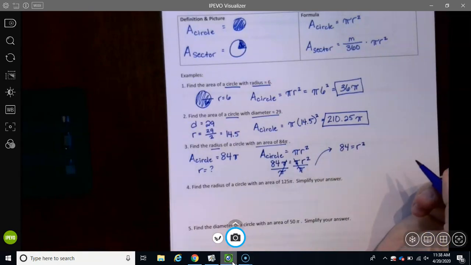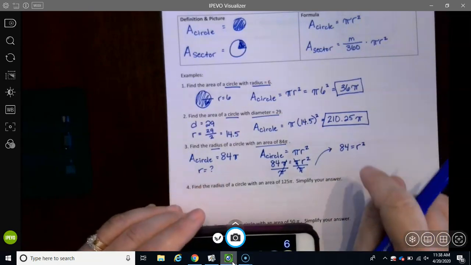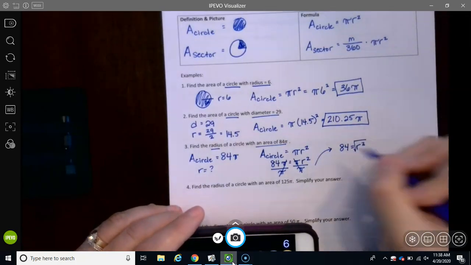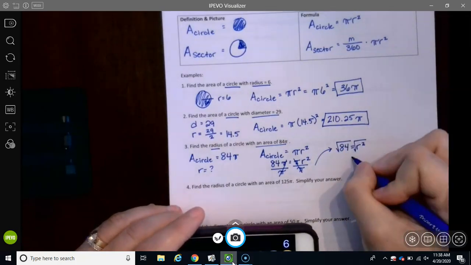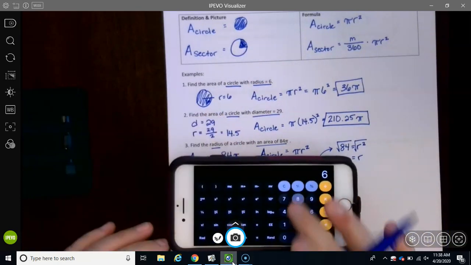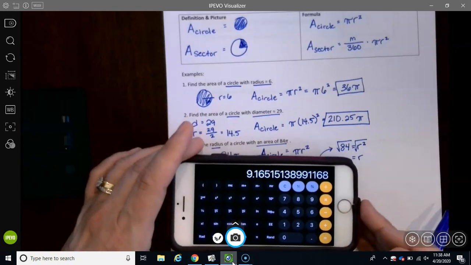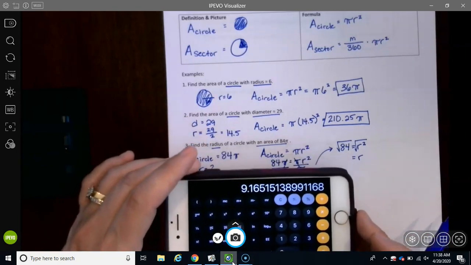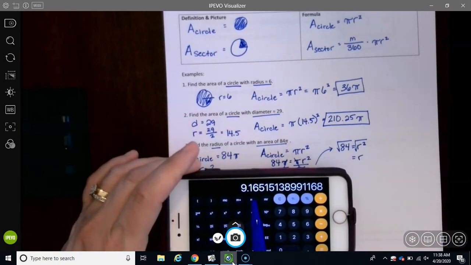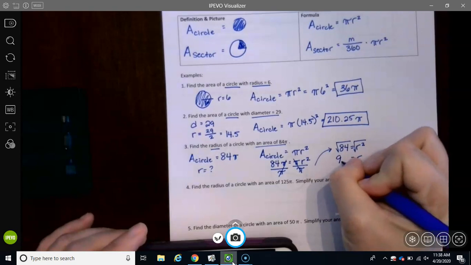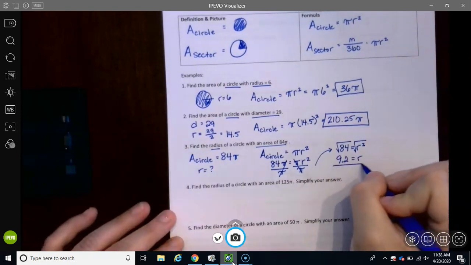Now, just like I showed you on a calculator, instead of having to square something, we're having to take the square root to get that r by itself. So you would type in 84, and then the square root button is that one that has the x with the square root and the little 2 next to it. That takes the square root of it. Since we get a nice long decimal here, we're going to go ahead and round to the nearest tenth. So that would be, instead of 9.1, since that 6 to the right of it is 5 or larger, we got to bump that 1 up to a 2. So it's going to be 9.2. So the radius is 9.2.